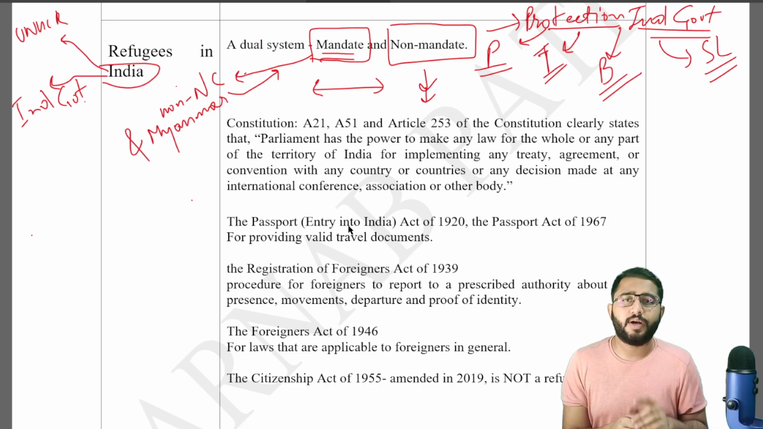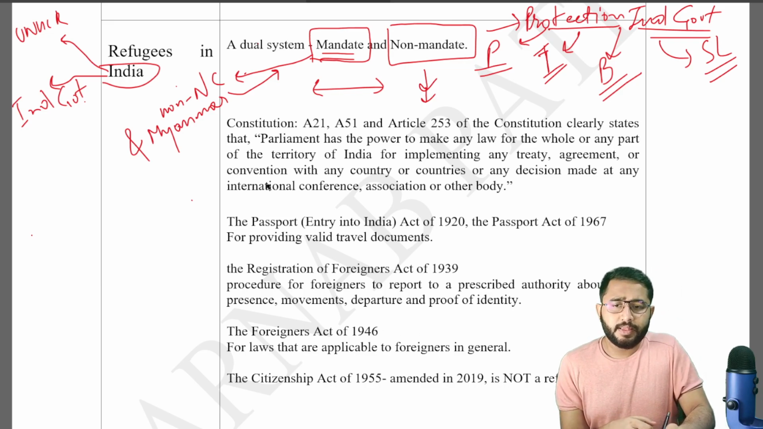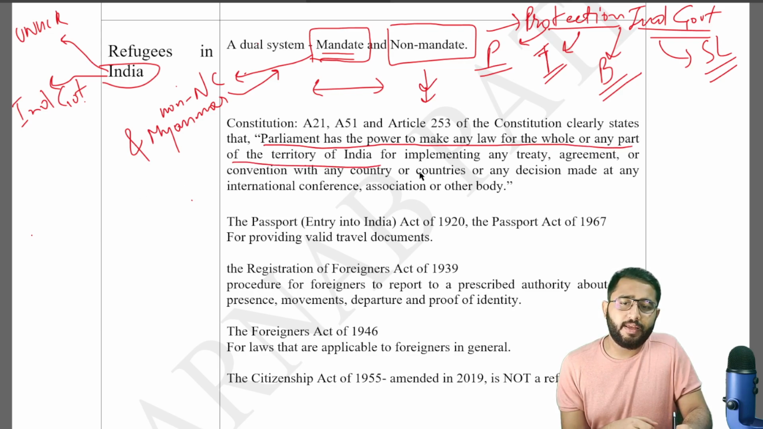And then by virtue of Article 51, we move on to Article 253, which says that the Parliament has the power to make any law for the whole or any part of the territory of India to implement any treaty, agreement or convention.